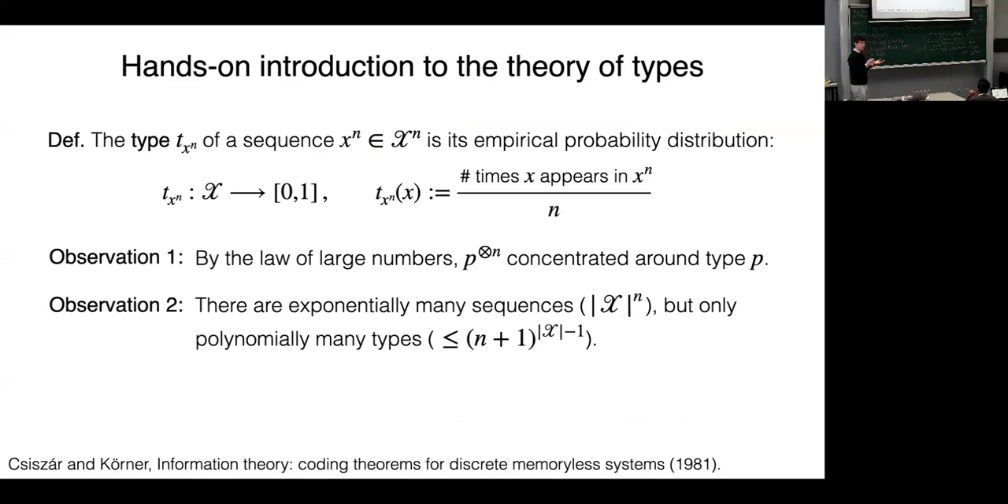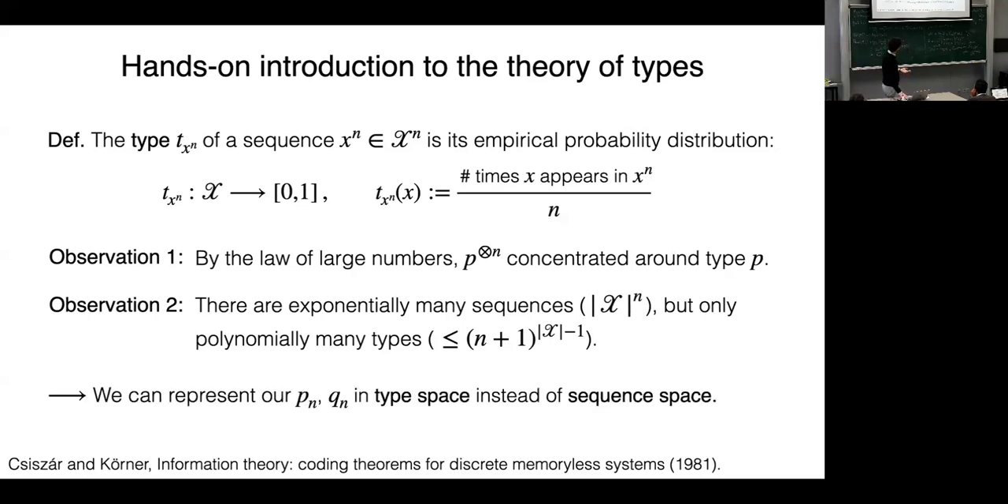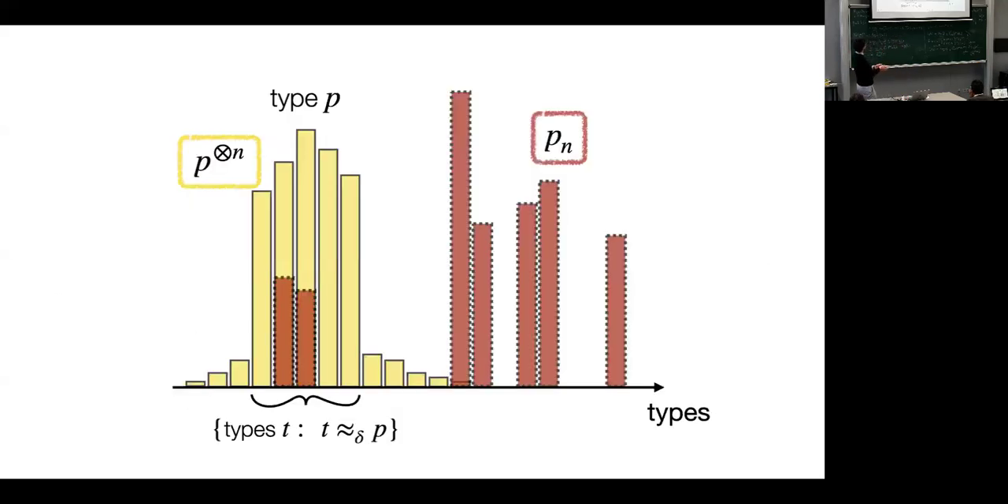And okay, the other important fact to keep in mind is that there are exponentially many sequences, but only polynomially many types. Yeah, very fundamental fact. And okay, so let's look at the sequences in type space. That will let us understand things.